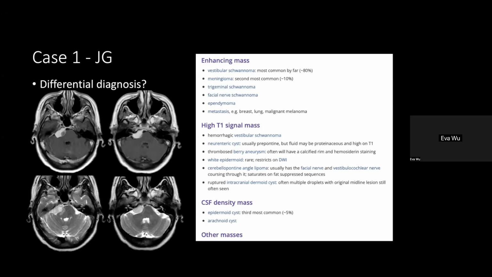And I found this online. I thought it was kind of helpful. There's four different ways that you can classify these lesions. One is if it's a contrast enhancing mass, and there's certain differentials that go with it, which is some of what you mentioned. And then there's ones that are just high intrinsic signal on T1. And then ones that are just CSF density, which are like arachnoid cyst and epidermoid, and then other masses. And so I thought that was kind of helpful.